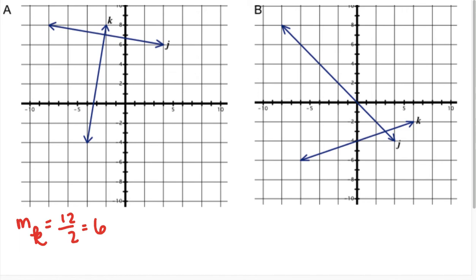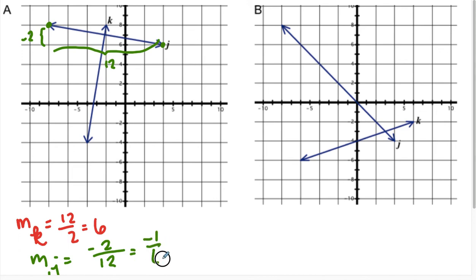Okay, so line J, I'm going to choose this point right here and then this point right here. So line J is going down one box, which is now -2 units. Then it's going across 1, 2, 3, 4, 5, 6 boxes, which is equivalent to +12 units. So the slope of line J is equivalent to negative 2 units down over 12 units across. So that's equivalent to -1/6.